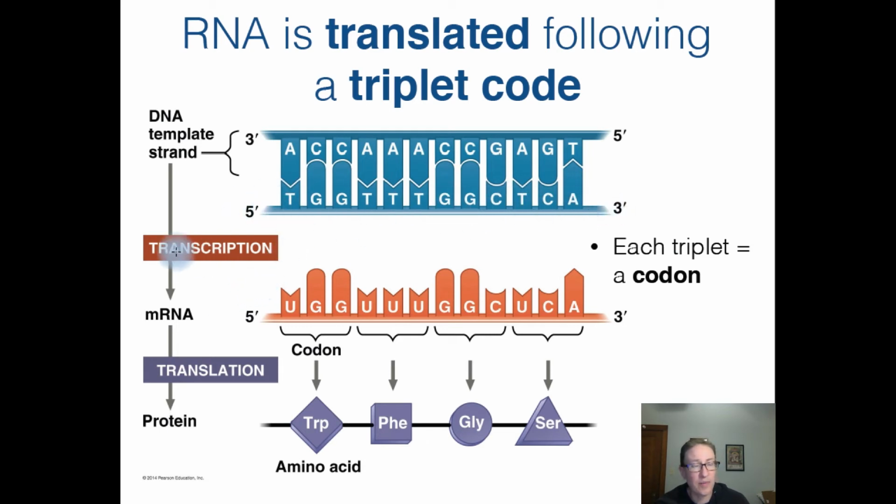To go from transcription to translation to a protein, we can read groups of 3 nucleotides from this RNA molecule and interpret those as coding for an individual amino acid. Each of these triplet groups of nucleotides is referred to as a codon. That's a sequence that codes for a specific amino acid.